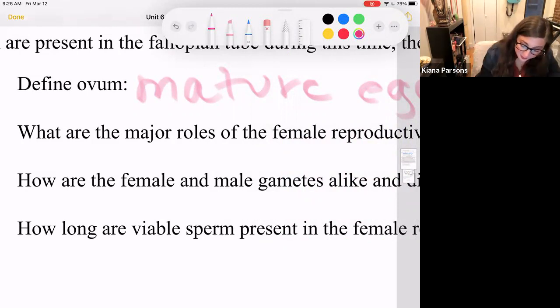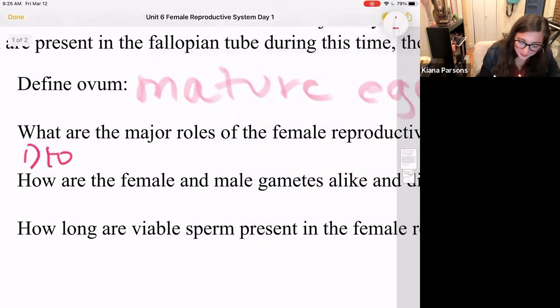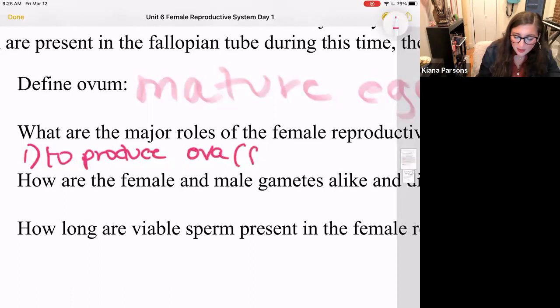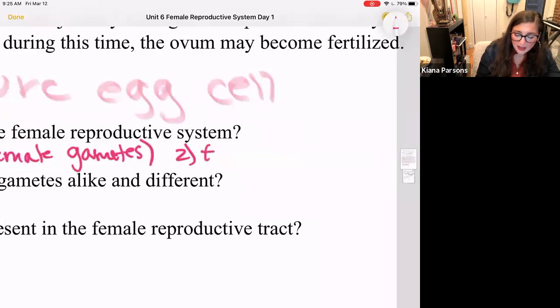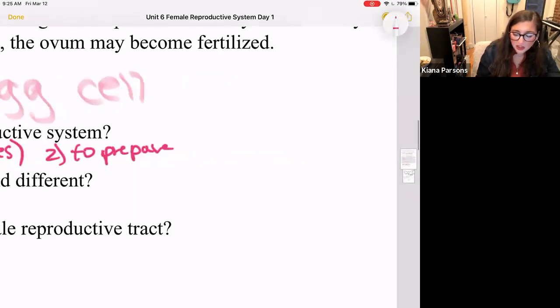Okay, so 1, to produce ova, female gametes. And 2, to prepare the body to nourish a developing embryo.